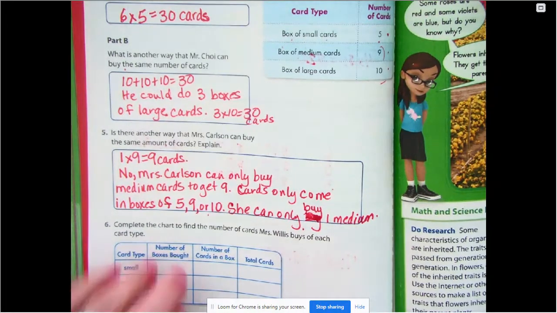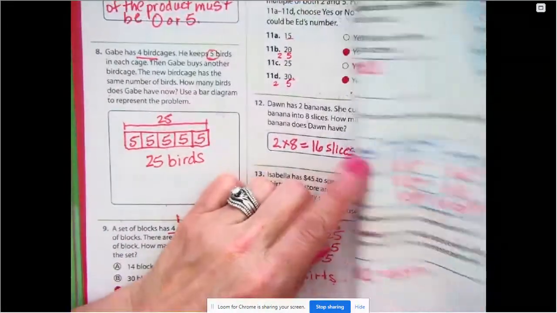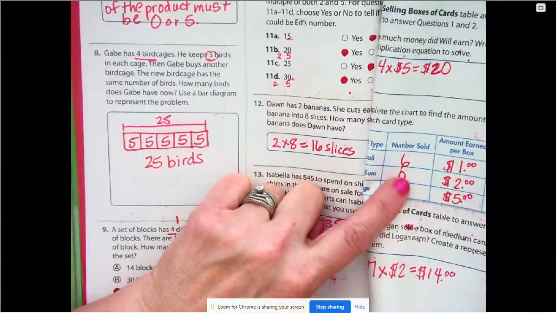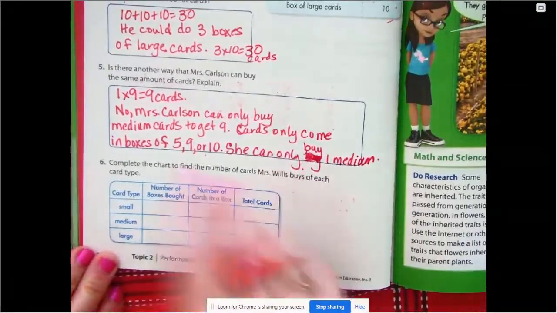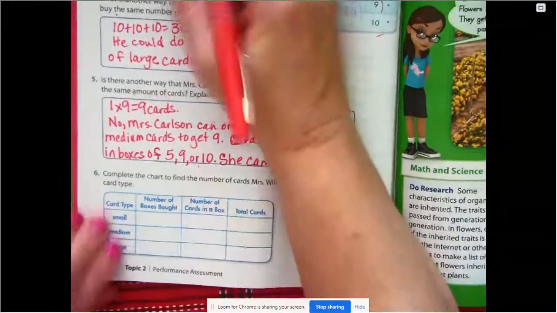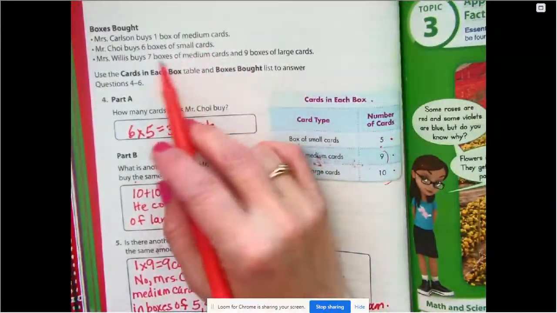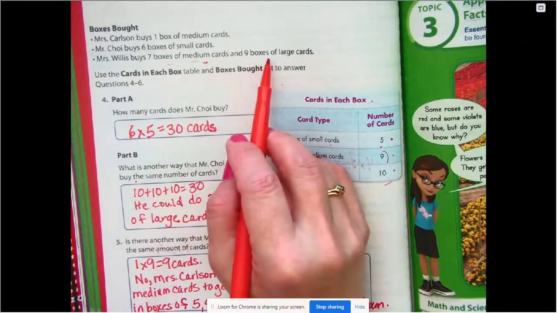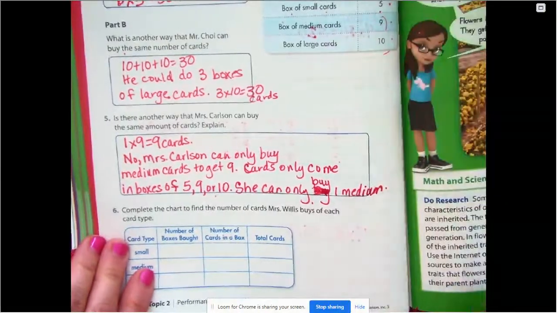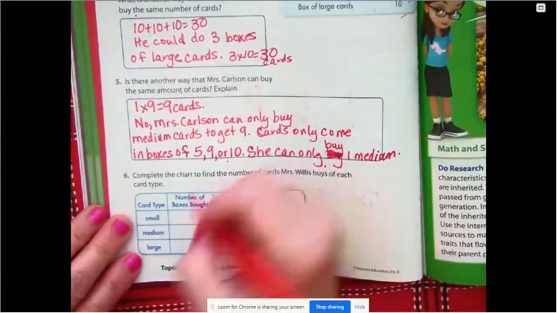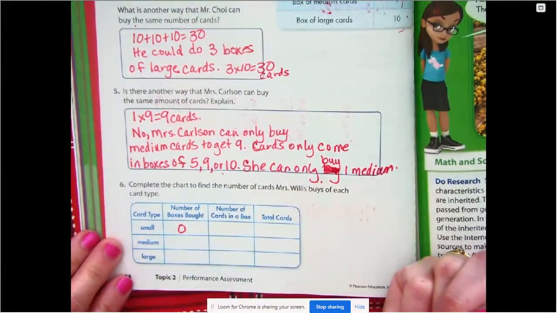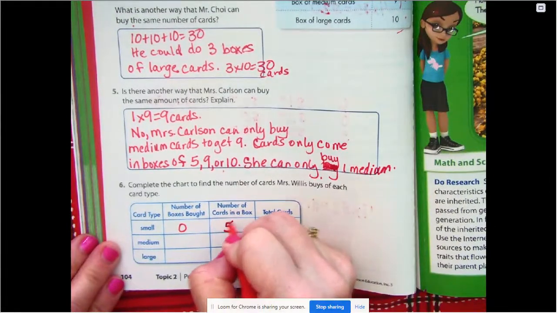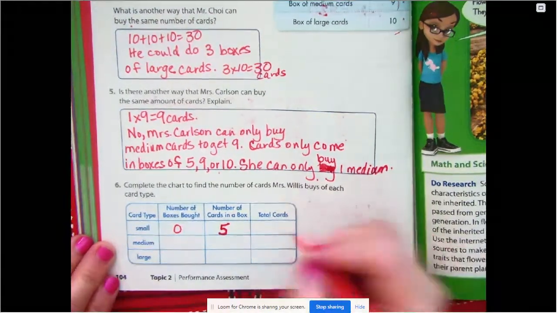All right, so just like we did on this back side where we did this little chart about how many cards that Mia earned, we're going to do the same kind of thing here on the back for what Mrs. Willis buys of each card type. So up here it says Mrs. Willis buys 7 boxes of medium and 9 boxes of large, okay? So let's go to the small. How many smalls does she buy? 0 smalls. There are 5 cards in a box of smalls. How many smalls does she get? 0.